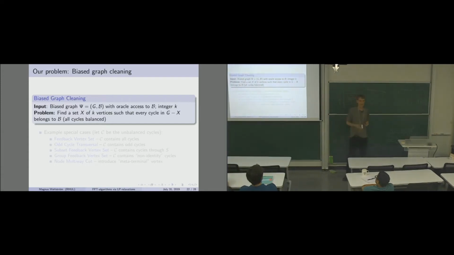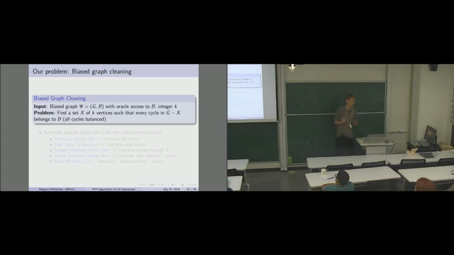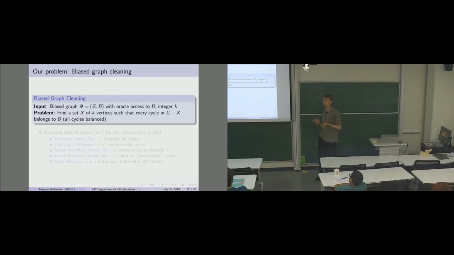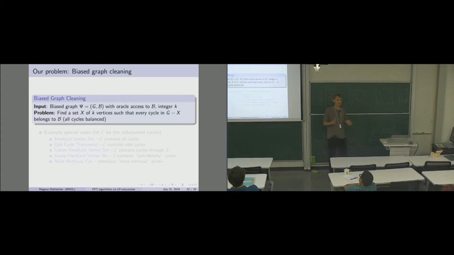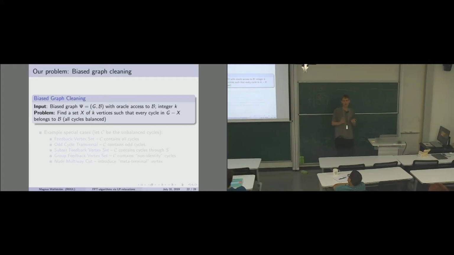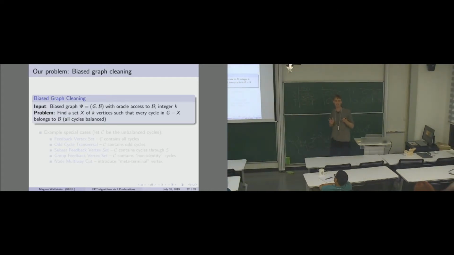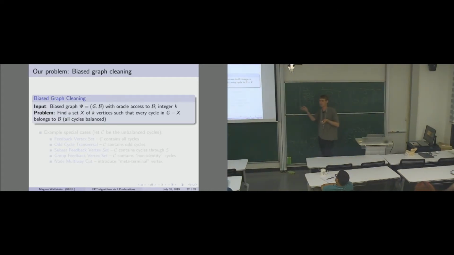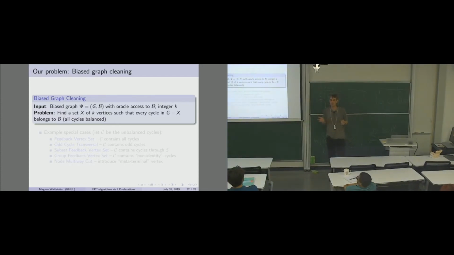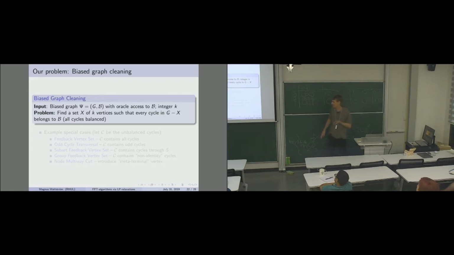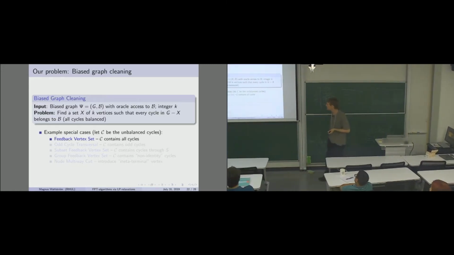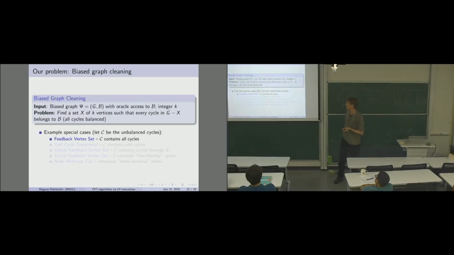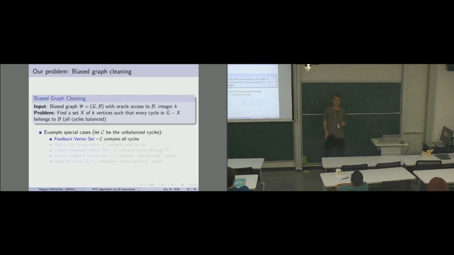Now you can ask, given a graph G and pure oracle access to the class of balanced cycles, can you find a set of at most k vertices which hits all unbalanced cycles? So all odd cycles, or all cycles whose length is not divisible by 10, or other things which we'll get to in a second. Feedback vertex set, where every cycle is unbalanced, is a special case of this.